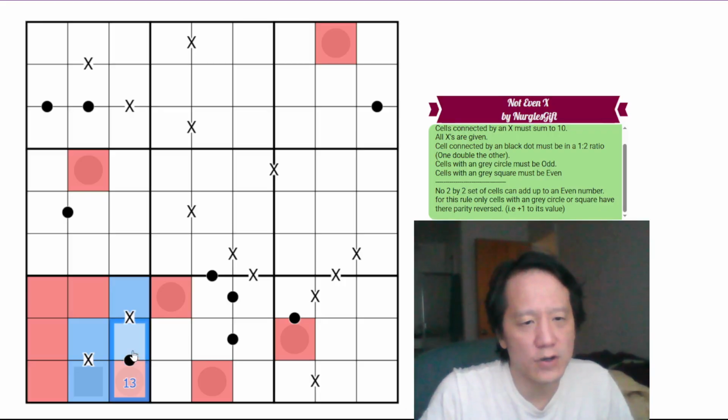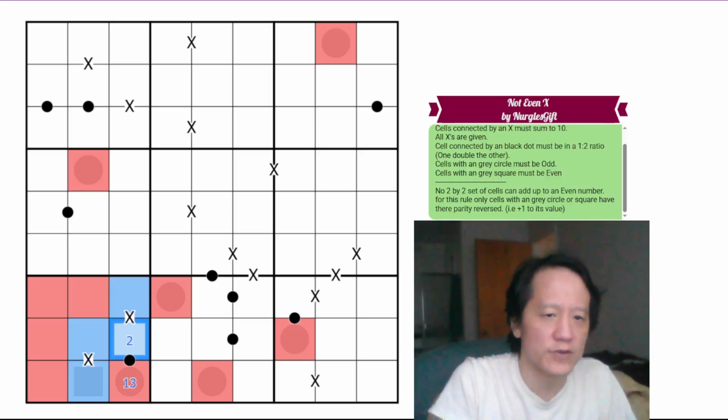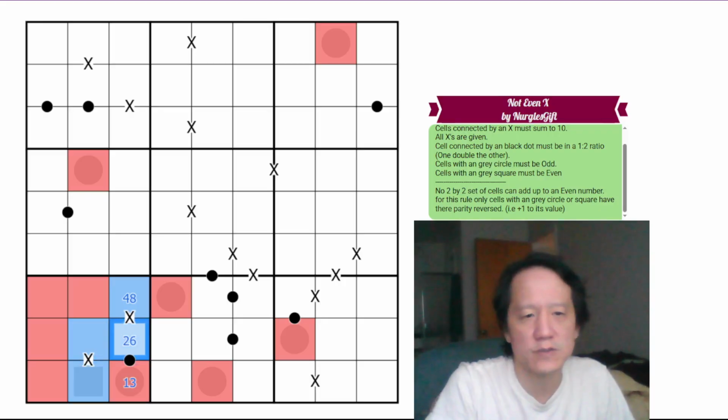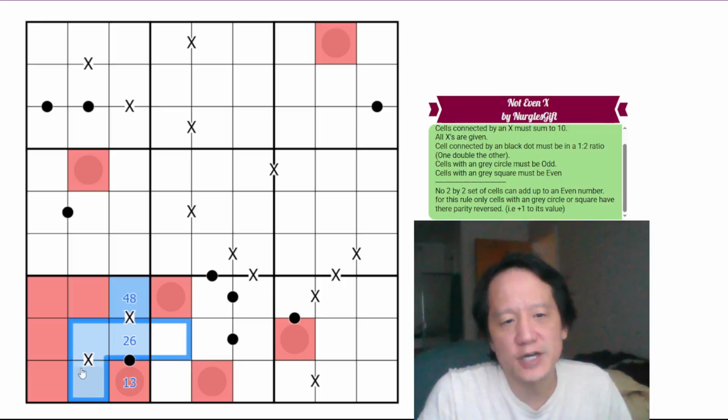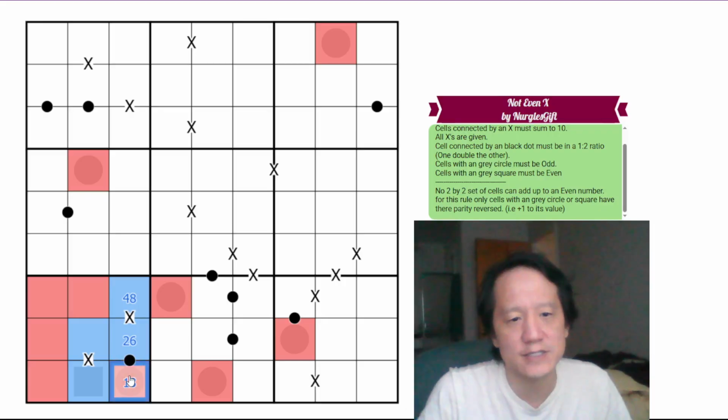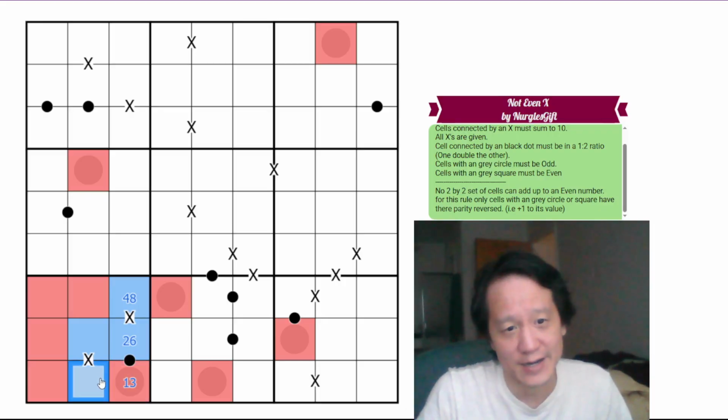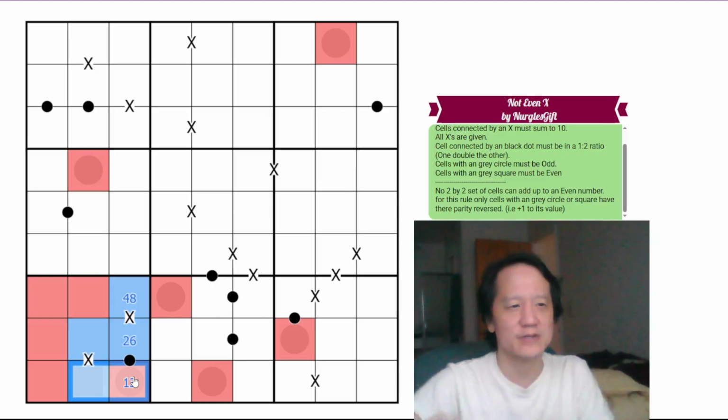Right. 1 and 3 are in a 1 to 2 ratio with 2 and 6 specifically. So then this is 4, 8. We don't know what these are. And this satisfies the odd and evenness because we have one, this is considered even, and this is considered odd. So they're just essentially swapped.